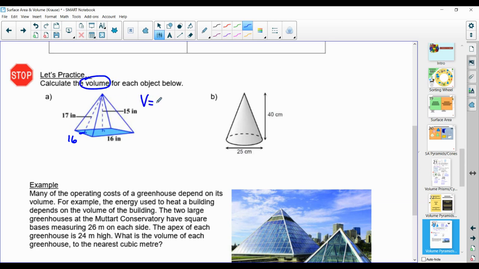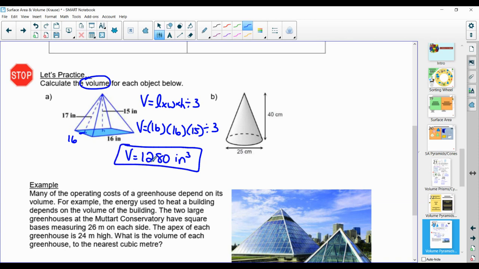So the volume of a rectangular pyramid is length times width times height divided by 3. So volume is going to be 16 times 16 times the height. So we want the perpendicular height, which is 15, divided by 3. Putting that into my calculator, I have 1,280 inches cubed. Now again, if I had to round to the nearest tenth, I'd have 1280.0.